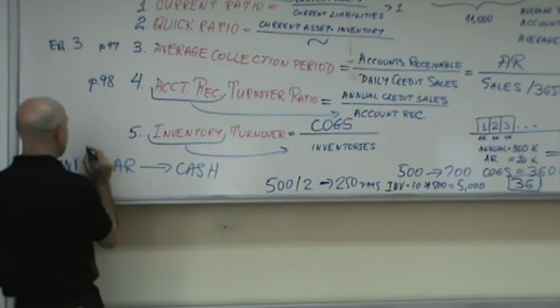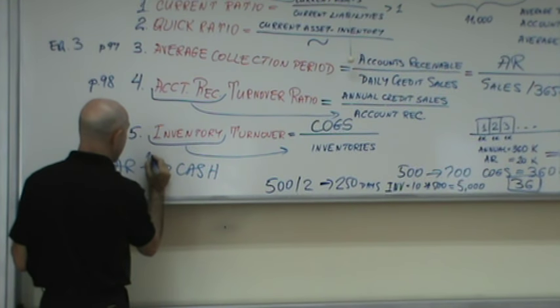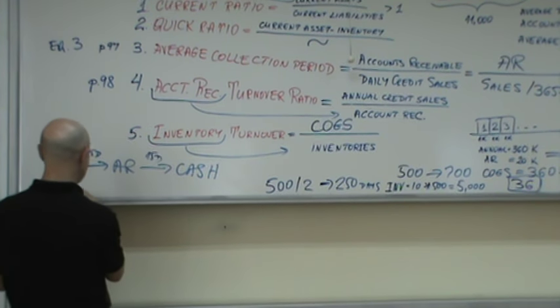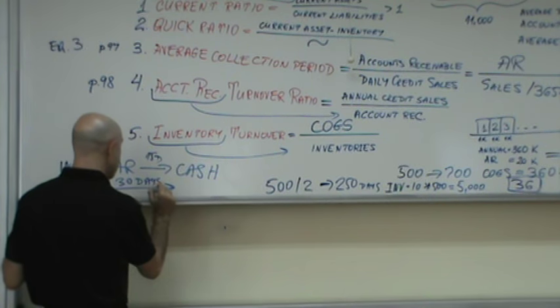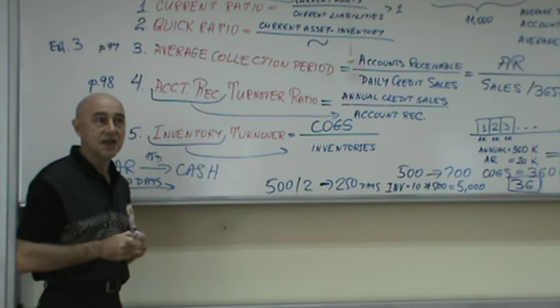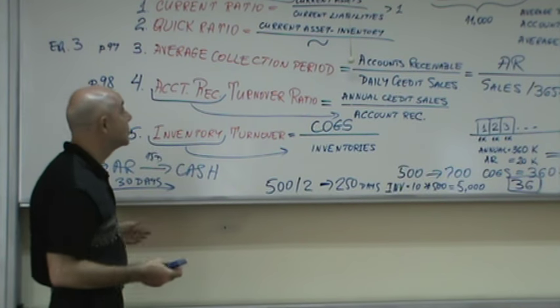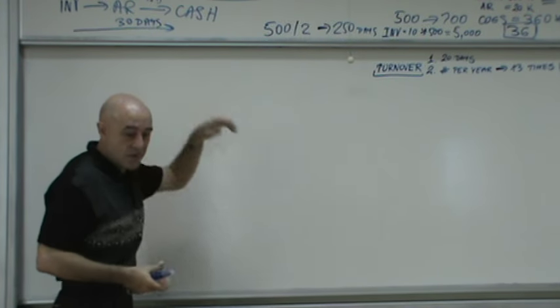From inventory to account receivable, let's say 15 days. From account receivable to cash, 15 days. So from inventory to cash takes or averages 30 days. So how quickly do you convert inventory to receivable and eventually to cash. So that's common sense.